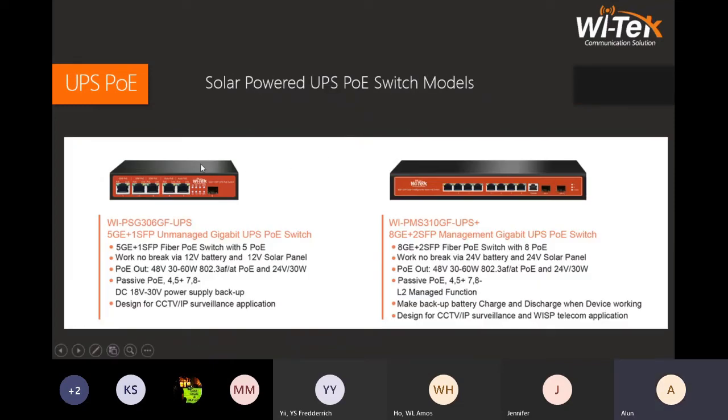This is a comparison of the two models. The left one, 306, is unmanaged. 5 ports, small size. Usually suitable for a small project or a CCTV outdoor box. And the red one is 8 ports, it's managed. And it supports 19-inch rack mount.